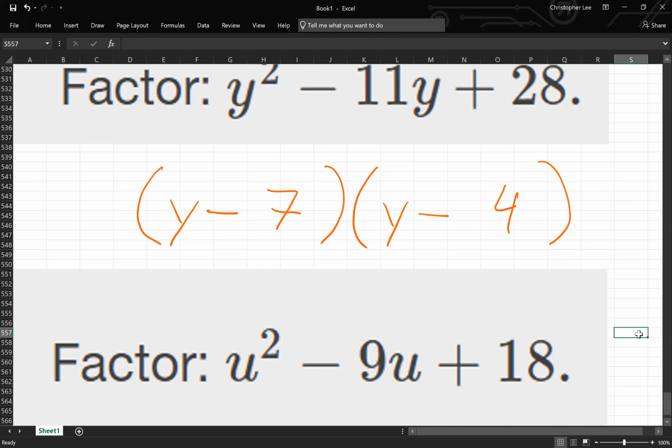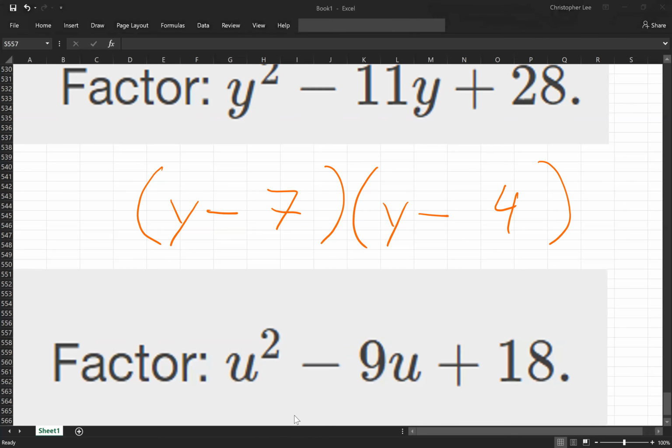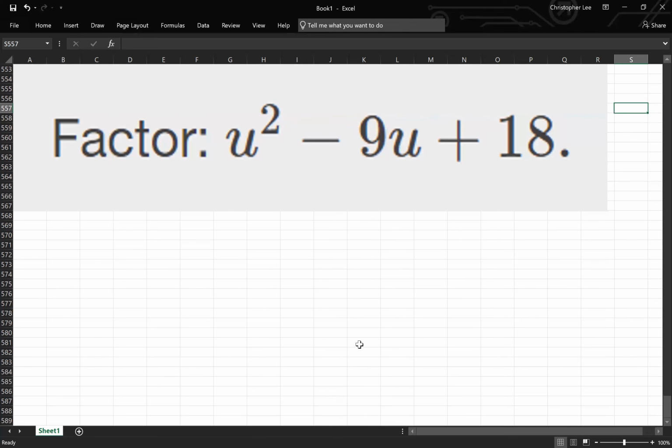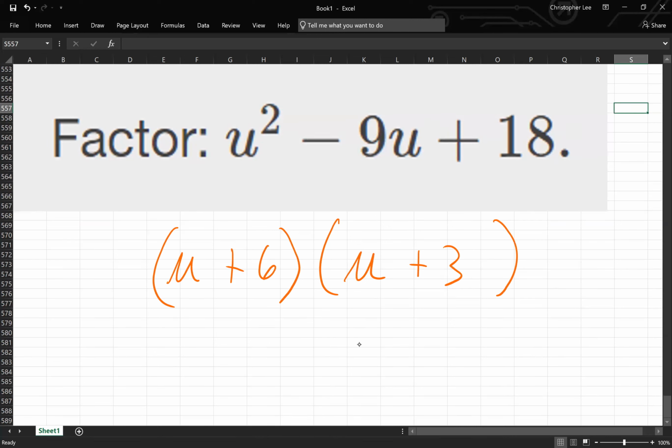We've got u squared minus 9u plus 18. As you can imagine, all I'm going to do is change these numbers around. Go ahead. You say u what? Positive 6... Well, let's see. 6 times 3 is 18. That's true. But 6 plus 3 is not negative 9. That's positive 9. So what should it be?